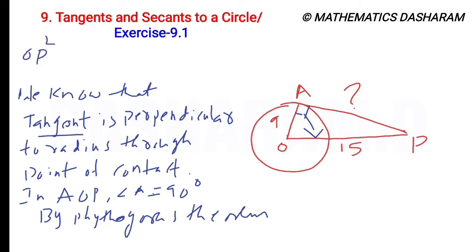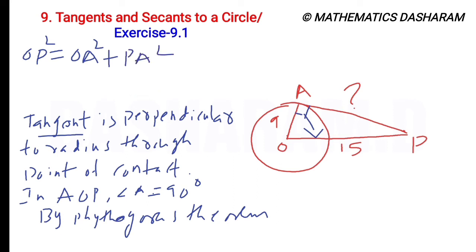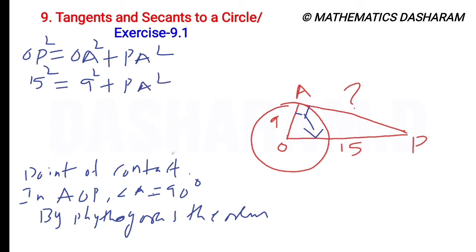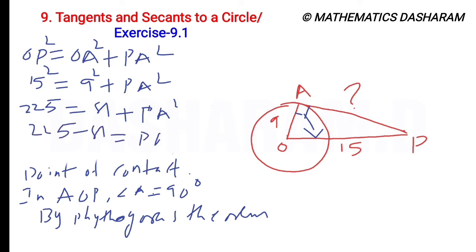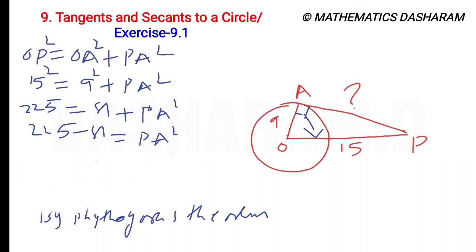So OP square equals the sum of the squares of the other two sides, OA square plus PA square. Let's substitute the values: OP value 15 and OA value 9. 15 square is 225 and 9 square is 81, plus PA square. 225 minus 81 equals PA square. So 225 minus 81: 5 minus 1 is 4, and 12 minus 8 is 4, so 144 equals PA square.